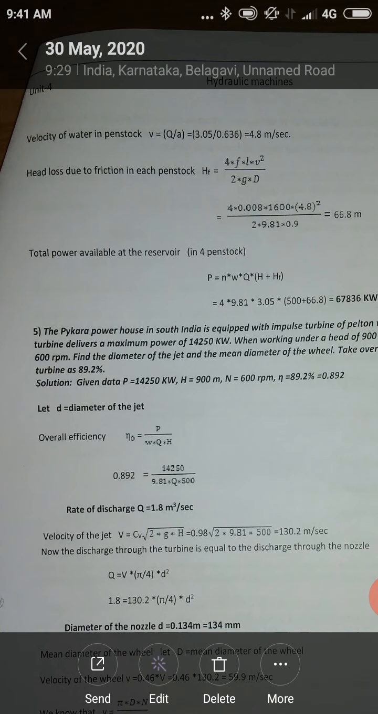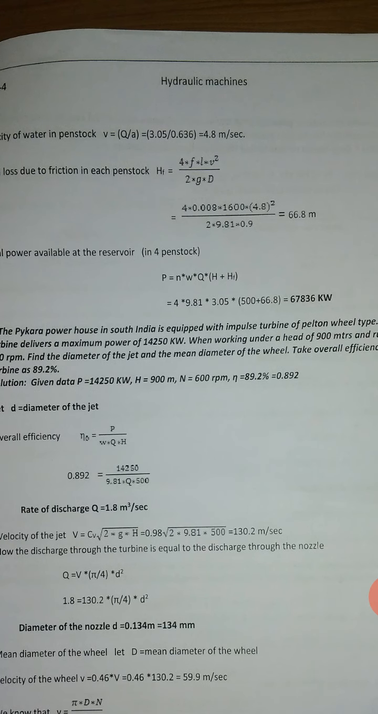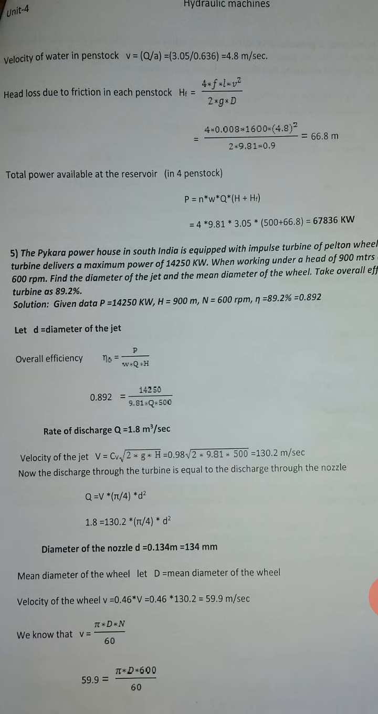The area is 0.36 square meters, and the velocity of the water in the penstock equals Q by A, that is 4.8 meters per second. The head loss due to friction in each penstock, hf equals 4 f l v square divided by 2gd. Then you can substitute the values and you get 66.8 meters. The total power available at the reservoir is 10, that is the number of penstocks, times wq into H plus hf, where H equals 500 and hf equals 66.8. The total power is 67,836 kilowatt.